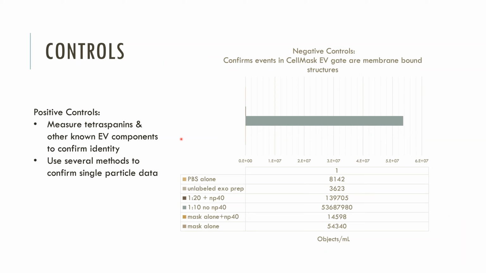Other positive controls that you could think about would be to measure tetraspanins and other known components of EVs to confirm that that's what you're looking at. And of course, to go back and use several methods to confirm that these are EVs and that you're measuring single particles. So your counts here may not match exactly with what you see on a ZetaView, but they should be within a reasonable ballpark.